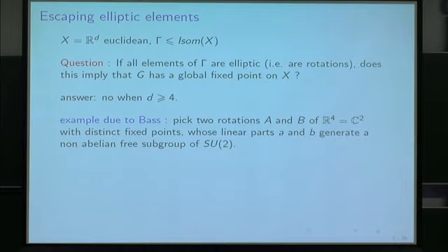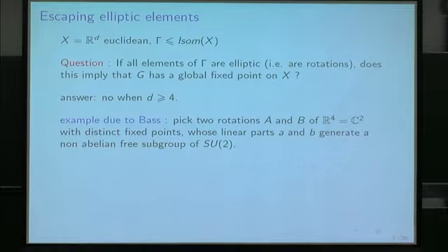So in Euclidean space, it's not true. It's true in R2, it's true in R3. But in R4, you have a counterexample. Namely, you have a finitely generated group which consists only of rotations, pure rotations, but it doesn't have a global fixed point. The first example is due to Bass in a paper in the 80s, answering a question of Kaplansky at the time.